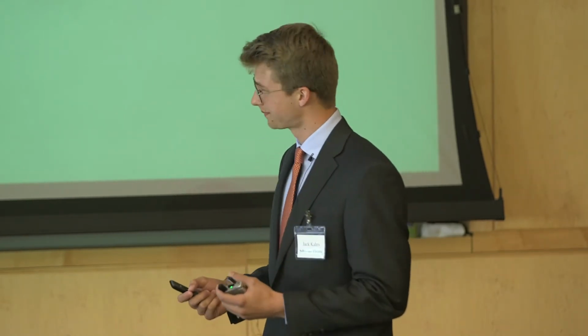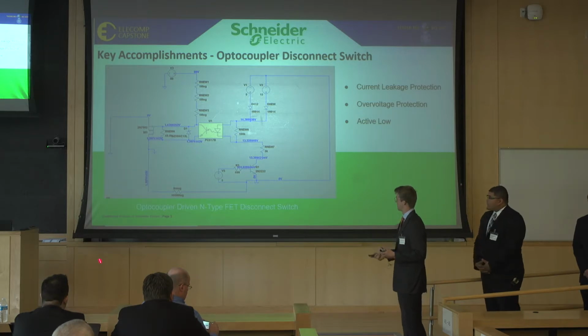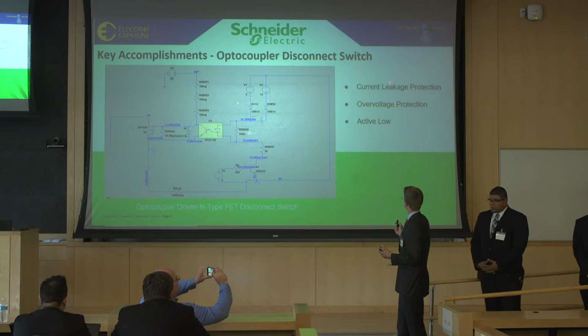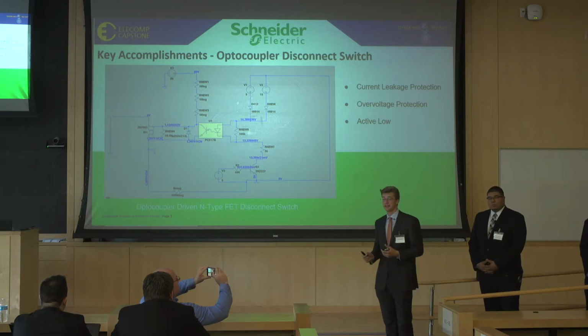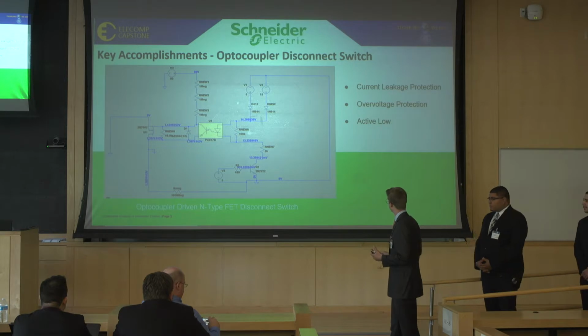So if there's any physical contact, there could be damage to the system. An optocoupler uses an LED to induce a current in a transistor on the other side, so there's no physical contact, therefore no damage to the system. The optocoupler disconnect switch is a driven N-type FET, and it has current leakage protection and over voltage protection. It can take an input of up to 400 volts, and it's active low.